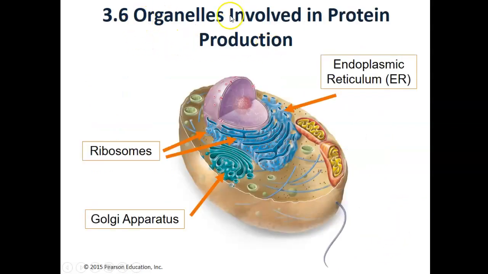Other organelles involved in protein production include the ribosome, which we mentioned earlier, and also the endoplasmic reticulum. The ribosome will be located on some portion of the endoplasmic reticulum to make it rough. Then protein will be synthesized on the surface of it. Once the protein is synthesized, it will be packed and labeled in an organelle called the Golgi apparatus.